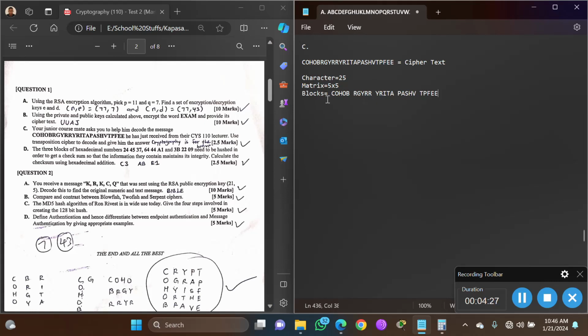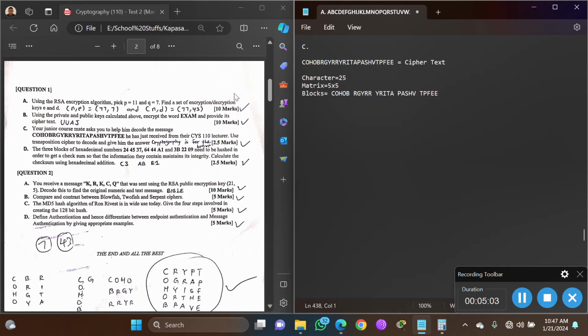So as you can see, in this 5 by 5 matrix, the first 5 means each block needs to have 5 letters. Then the other 5 means we need to have 5 blocks. So as you can see, this is block 1 2 3 4 5. That's the meaning of a 5 by 5 matrix. If you count all these letters, 5 in each block, it's 5 times 5, which gives us 25 characters. From that we can now start.